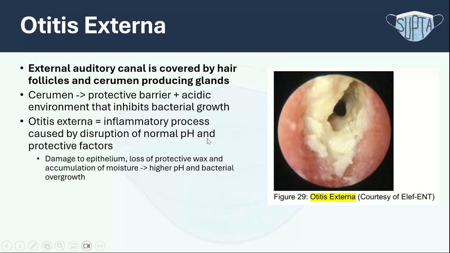So essentially the external auditory canal is covered by hair follicles and cerumen producing glands. And the cerumen, the earwax, gives you a protective barrier, and it's an acidic environment that tends to inhibit bacterial growth. So if you have any inflammatory process that disrupts the natural pH, then you lose that protection and you can become much more vulnerable to bacterial overgrowth. So you can see here this pus in the external ear canal.